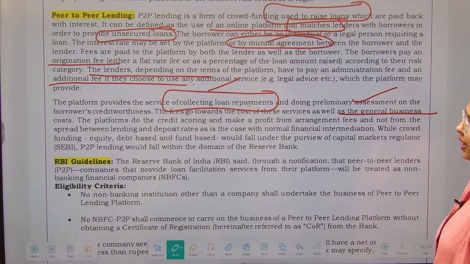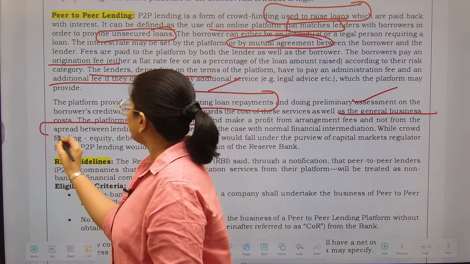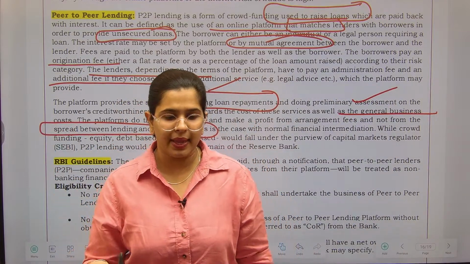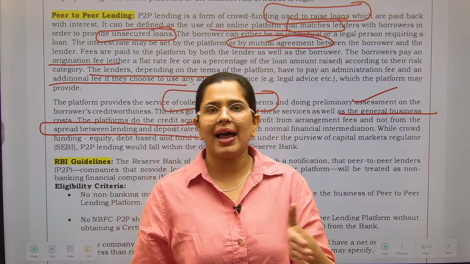Platforms do the credit scoring and make a profit from the arrangement fee, not from the spread between the lending and deposit rate. Now, why is this the thing over here? Because this is what makes the difference between a bank and the P2P platform. P2P platform is something else.